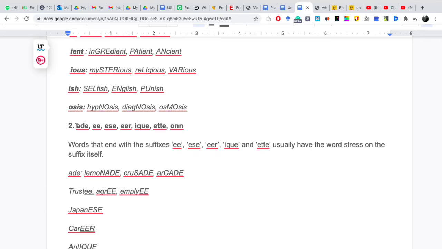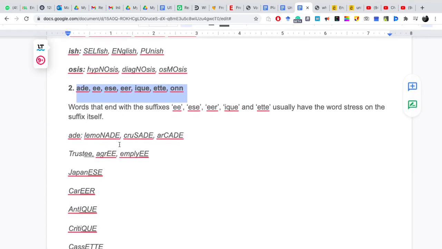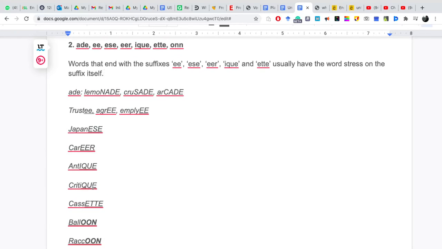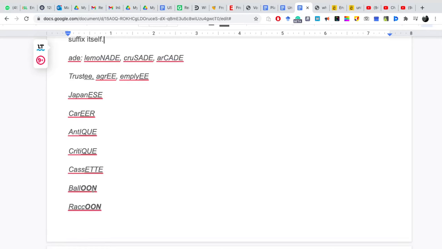Moving on, with these suffixes, all of these suffixes carry the stress themselves. For example, the word lemonade, the stress goes on the suffix ade: lemonade, crusade, arcade. For words ending in this suffix, the stress goes on ee: trustee, agree, employee. We need to make sure that we put some stress on the last syllable. Japanese, career, antique, critique, cassette, balloon, raccoon.